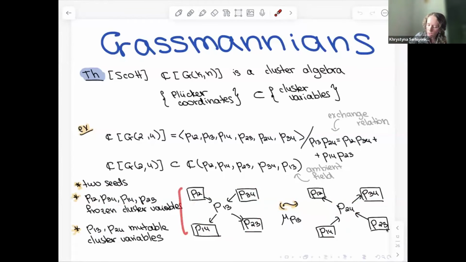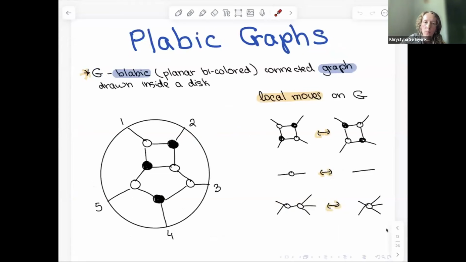Now, where is this coming from? That's what I want to explain next. This may be somewhat mysterious, and the answer comes from plabic graphs. These plabic graphs explain the cluster structure on the coordinate ring of the Grassmannian, where all the cluster variables are actually Plucker coordinates. We don't have a good understanding of the cluster structure beyond that, but in the case where the seed just contains Plucker coordinates, you have a good understanding. And here's the plabic graph we've seen in the previous talk.